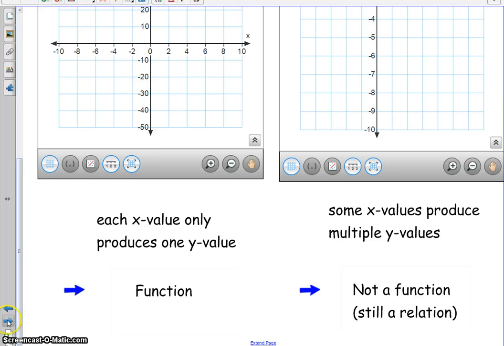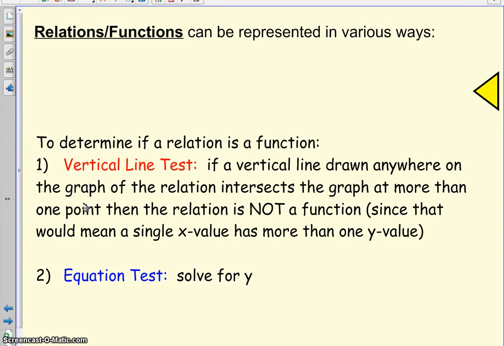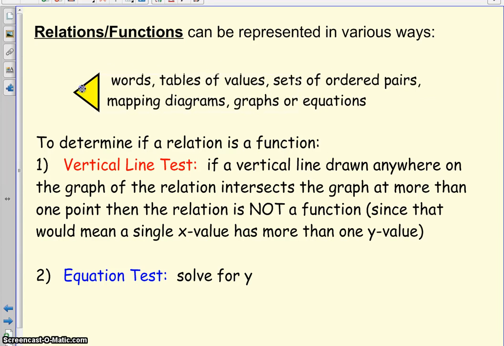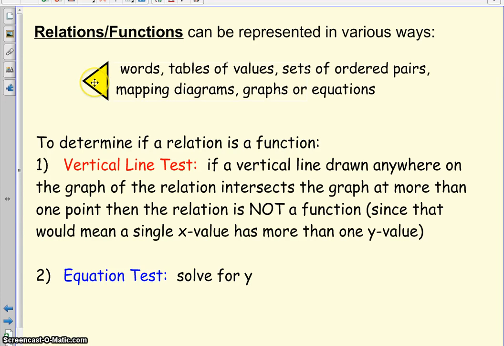Okay. So again, just to recap, you can describe these relations and functions in many ways. To rehash what we saw back on the first slide: words, tables of values, sets of ordered pairs, mapping diagrams, graphs, or equations. The most common ones that you're going to see in this course are graphs or equations, but we'll see some of the other types throughout this lesson and further on in the unit as well. But most of what we're going to be working with is graphs or equations.